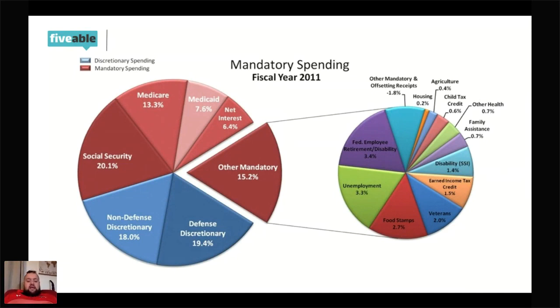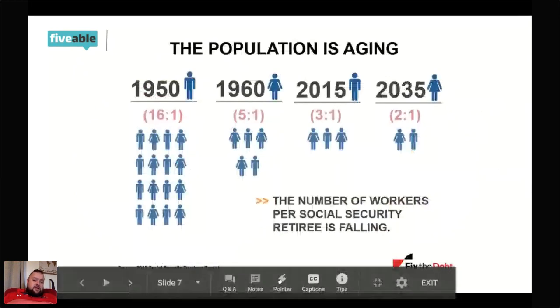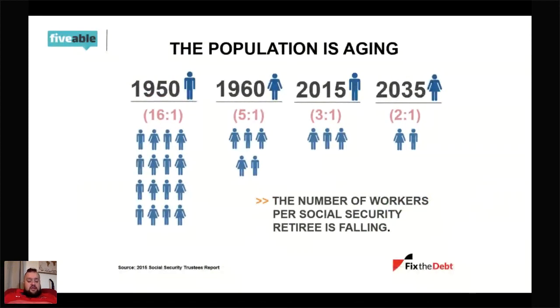So the idea here is that Social Security is an incredibly expensive program. Now, you might also hear that there's a problem with Social Security. I don't plan on getting Social Security right now. I mean, you really shouldn't either.